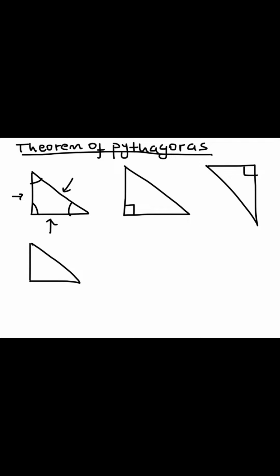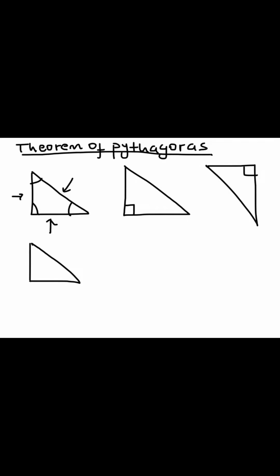Then if you have something which looks like this, ask yourself a question: is this a right-angled triangle? The answer should be yes or no. Maybe take a guess. Is this a right-angled triangle based on what I've explained up to this point? Nope. Definitely not a right-angled triangle.